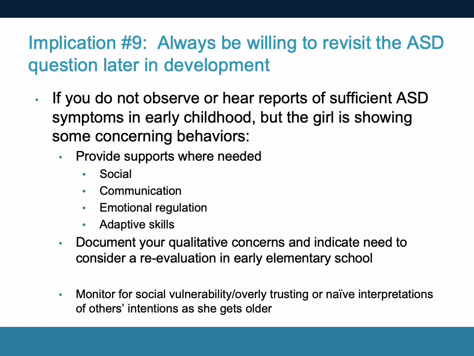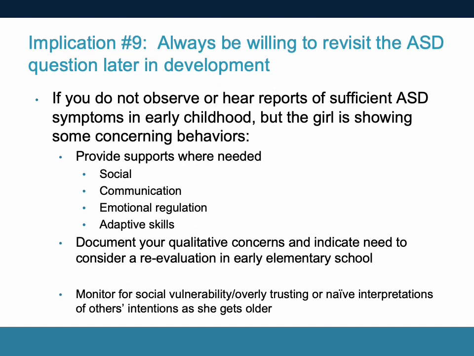Make sure that you're not completely ruling it out for a lifetime, and make sure that you don't continue a trajectory where, if this girl were to show more impairments later in functioning, people would say, oh, but they ruled that out at the age of 2. That can't be the case. We have to keep an open mind.